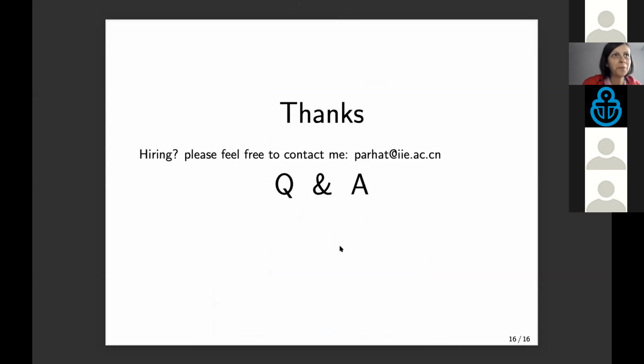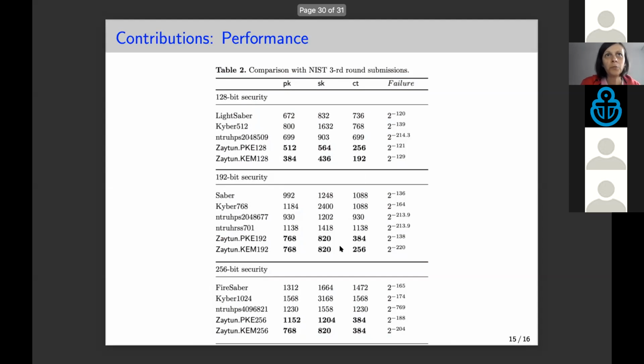Okay, thank you very much. And we move to our last talk, a polynomial time key recovery attack on the Sidon cryptosystem by Pierre Briaud, Javier Verbel, and Jean-Pierre Tillich. And Pierre will give the talk.